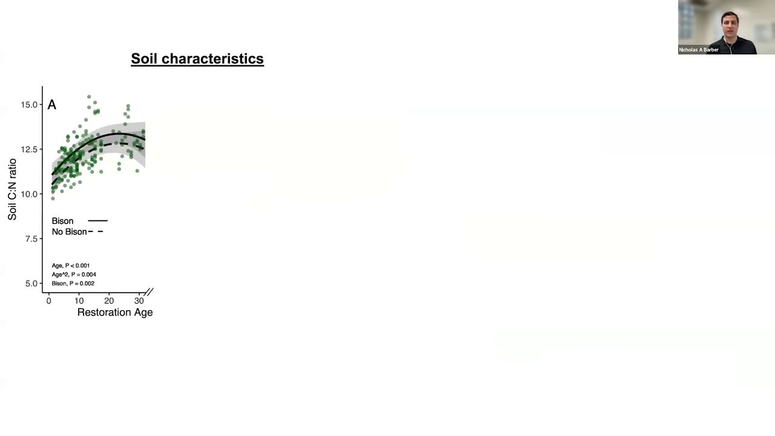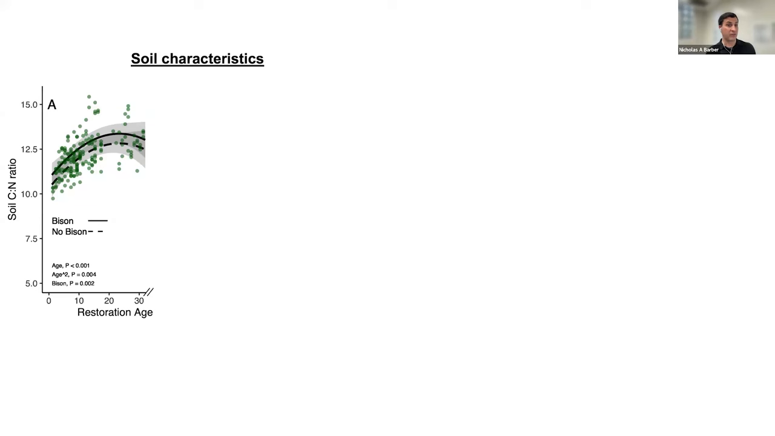So looking at our results, let me first orient you to these next few figures, starting with soil characteristics. This is showing carbon-nitrogen ratio of soil in restorations only, just in the replanted prairies, plotted here against the age of those restored prairies. In all the figures I'm about to show, there was a significant quadratic relationship with age. So here in the years following replanting, these former ag fields gain soil carbon and probably lose some nitrogen that's remaining from a legacy of fertilization.